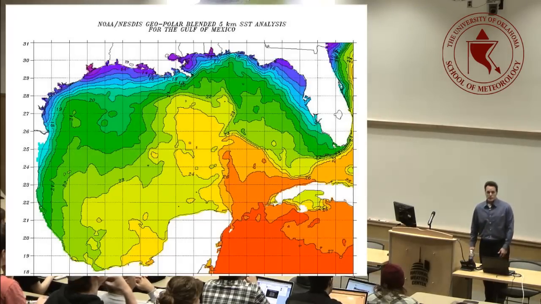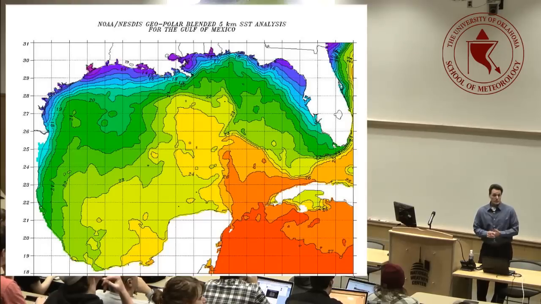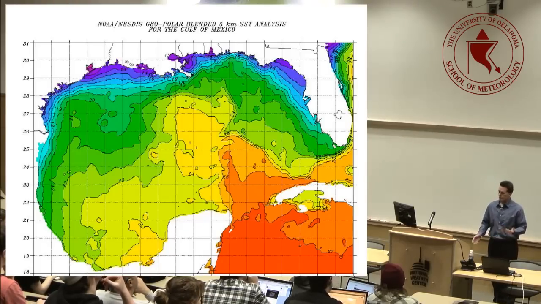Okay, here's the Gulf of Mexico. This is a fairly recent sea surface temperature analysis, maybe here within the last week. The yellows there, that's temperature 24 C, so you're in the 70s. The waters out in the open Gulf stay in the 70s all year.